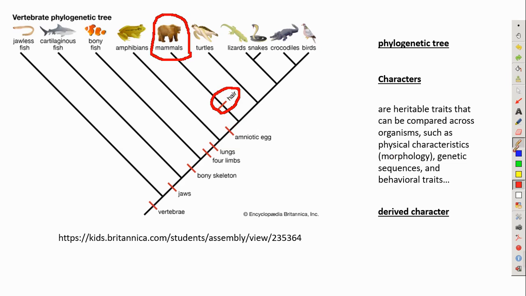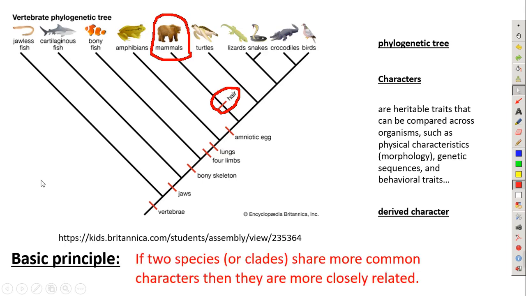I said earlier on that the very important thing is to understand that a tree simply tells you which species or which clans are closer in terms of relationships, family, if I may say, relationships. But this is based on a very simple principle. So this basic principle is the following. If two species or clans share more common characters, then they are more closely related. So the more characters a species shares with another, the more closely related they are.